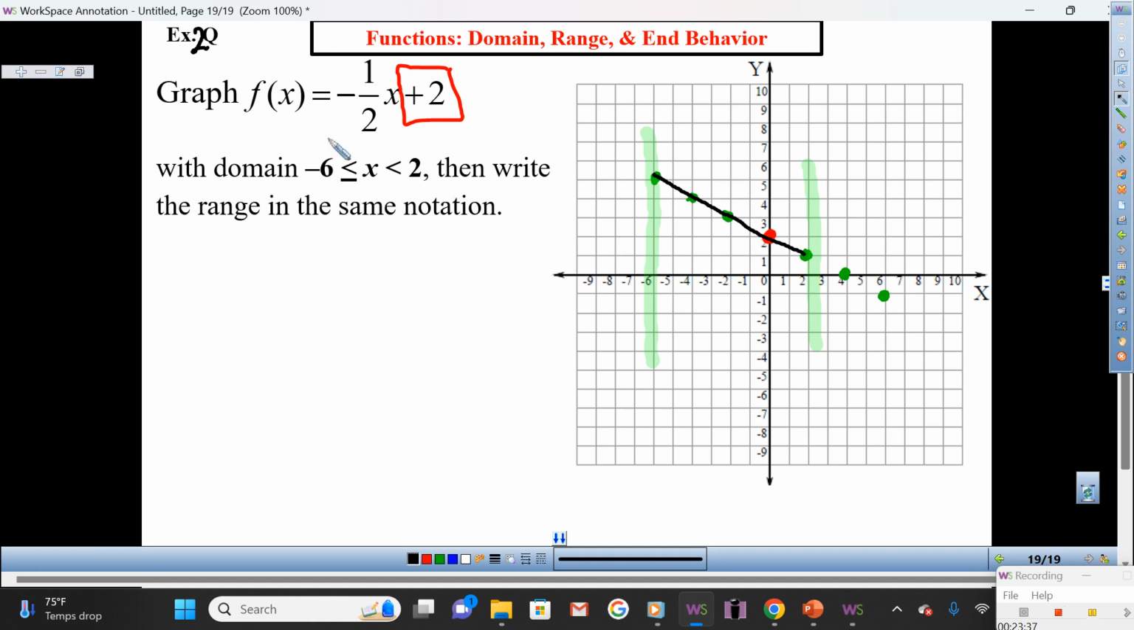However, look up. Does it include negative 6? Yes, so put a solid point. Does it include 2? No, so we put what? Open points. That is correct.